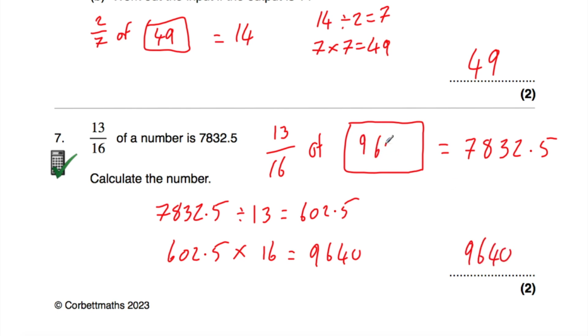And that means, let's just check this. If we had 9,640, if we divide that by 16, that's equal to 602.5, and then if we times by 13, that's equal to 7,832.5. So yeah, that's correct. So the number we would have started with is 9,640. So that's the original. Okay, let's look at our next question, question number 8.